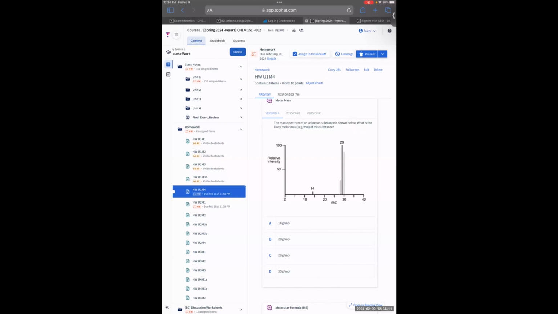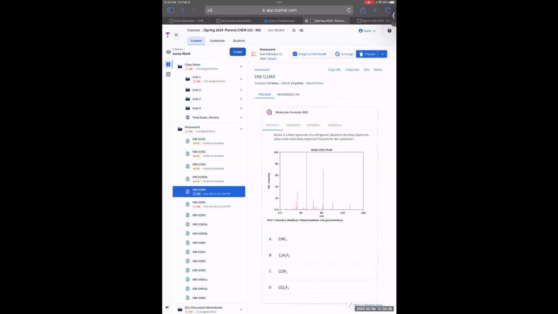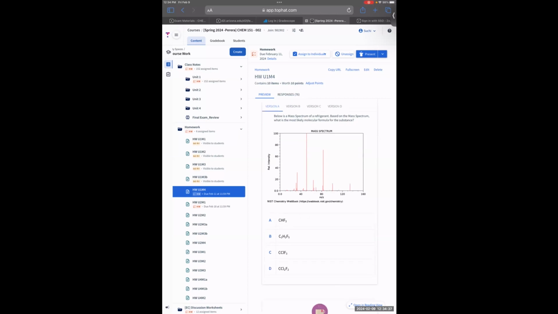Okay, so the peak that corresponds to the highest mass is around 30. So I'm going to go with 30 for that. That should be the answer for that, and that was easy. And molecular formula. All right, so you're given the mass spectrum of something. Based on the mass spectrum, what is the most likely molecular formula of the substance? Okay, let's do this really quickly.